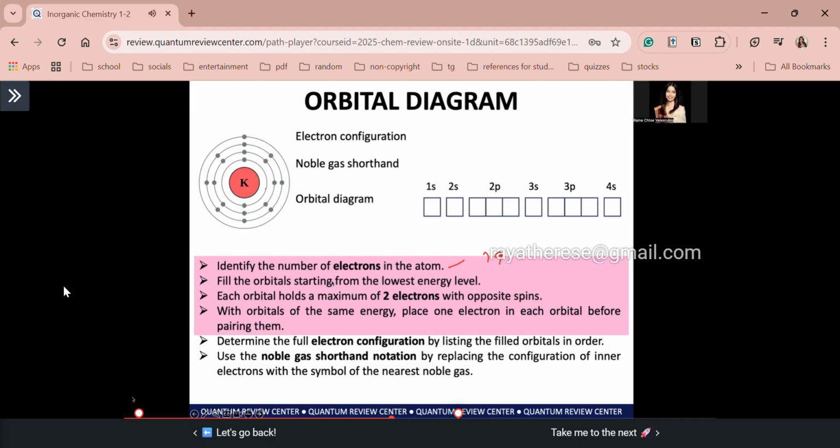Step 3, each orbital holds a maximum of 2 electrons with opposite spins. Okay, so for example, the 1s, 1, 2, 2s, 1, 2. So each orbital, yung box, contains 2 electrons. Step 4, with orbitals of the same energy, place 1 electron in each orbital before pairing them.